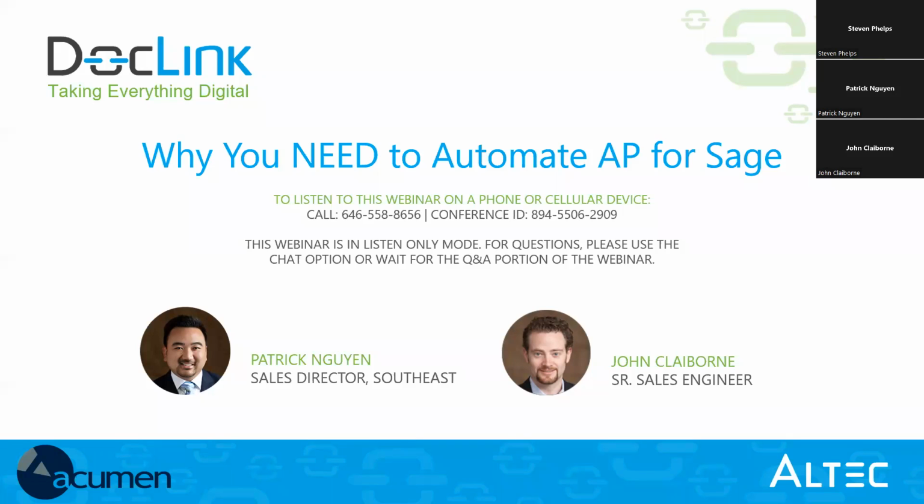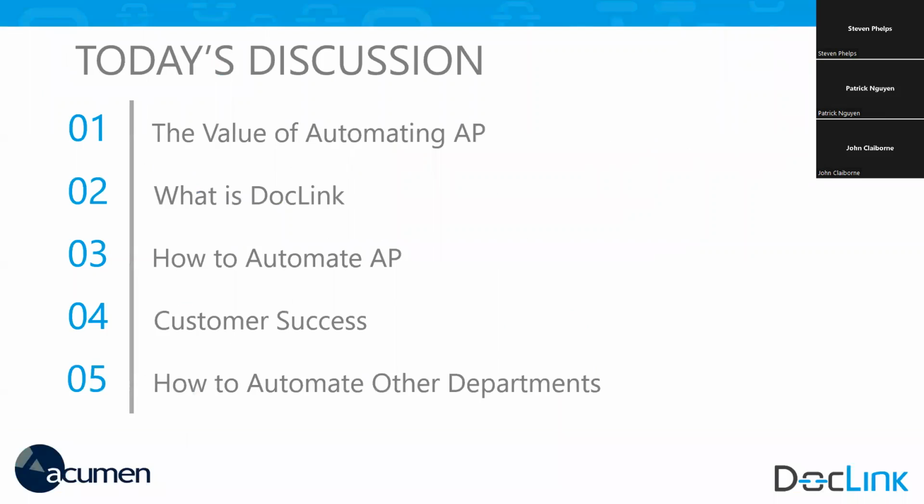Our agenda for today, moving on. What we're going to cover, topics of discussion. We're going to talk about the value of automating AP. What is DocLink? Give you folks who aren't familiar with DocLink an idea of what DocLink is, and then how to automate AP. We'll talk about some customer successes, some well-known names you folks probably have heard of, and then how to automate other departments, other use cases for other departments. We're going to have some polling questions.